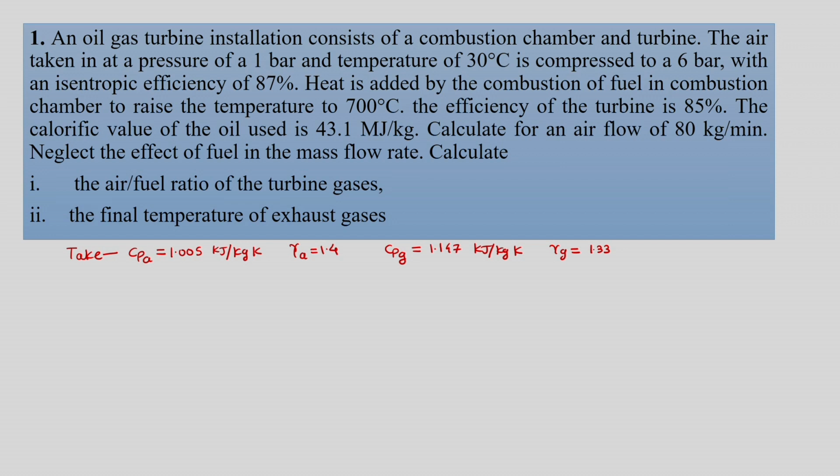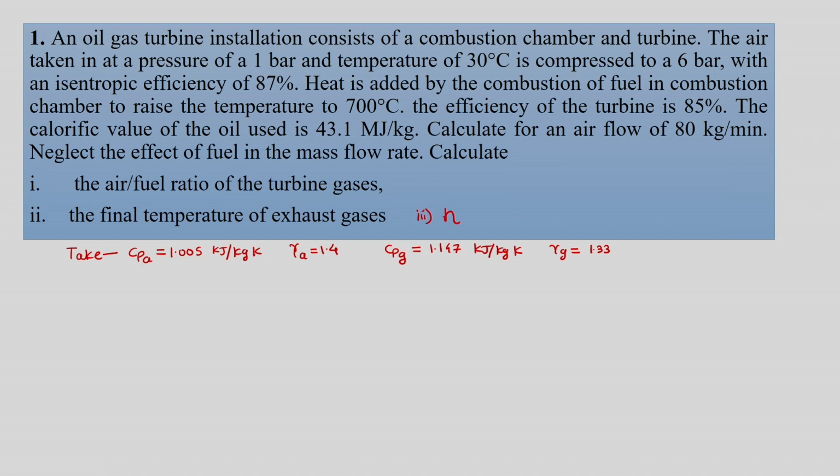Calculate for an airflow of 80 kg per minute. Neglect the effect of fuel in mass flow rate. Calculate the air fuel ratio for the gas turbine and also the final temperature of exhaust gases. So these things we have to calculate. This is a simple part of the example, and here we also have to find the efficiency of the cycle. So now we will start solving this example.